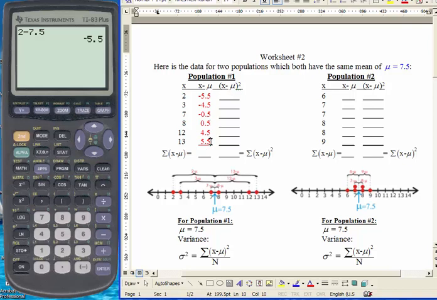Now, if we were to add these distances all up, what would it add up to? We could do that on our calculator, but you might be able to just look at this. Positive 5.5, negative 5.5. Positive 4.5, negative 4.5. Hey, this is going to add up to 0. Does that always happen? Yes, it does. It always adds up to 0, because that's the very definition of what the mean tells us. It's the middle such that all the distances to the left equal all the distances to the right. So this will always add up to 0.